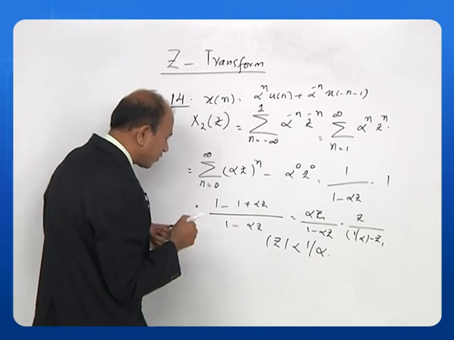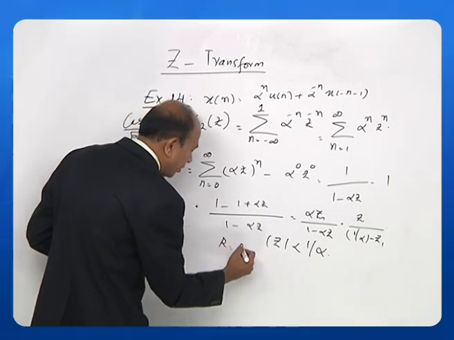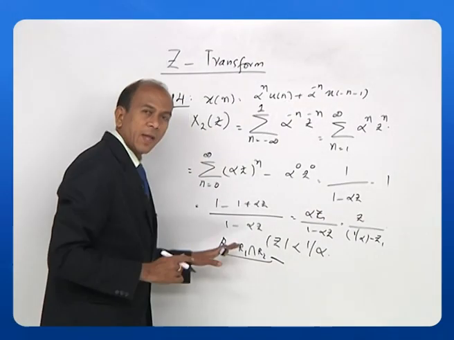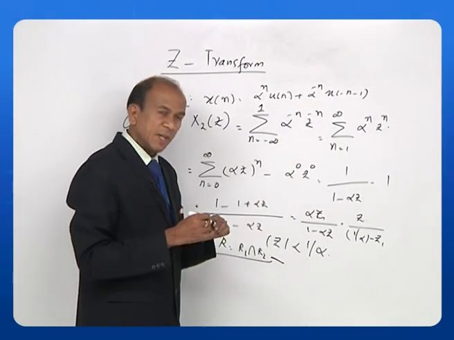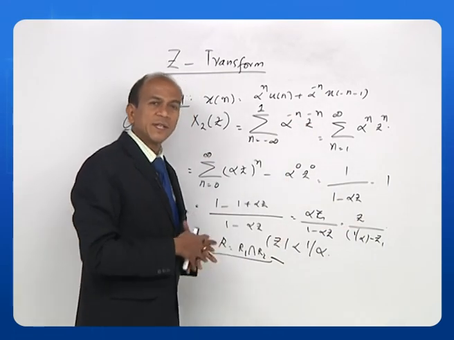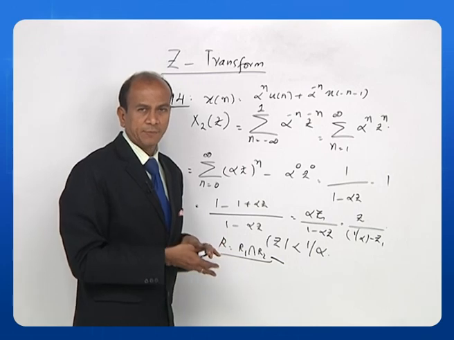So, the total region of convergence will be R equal to R1 intersecting R2. So, there is no convergence between these two signals. So, there is no intersection available for R1 and R2. So, Z transform does not exist for this question.